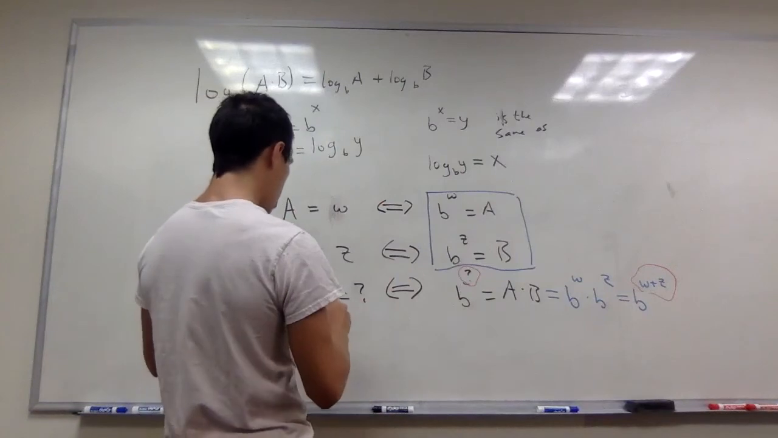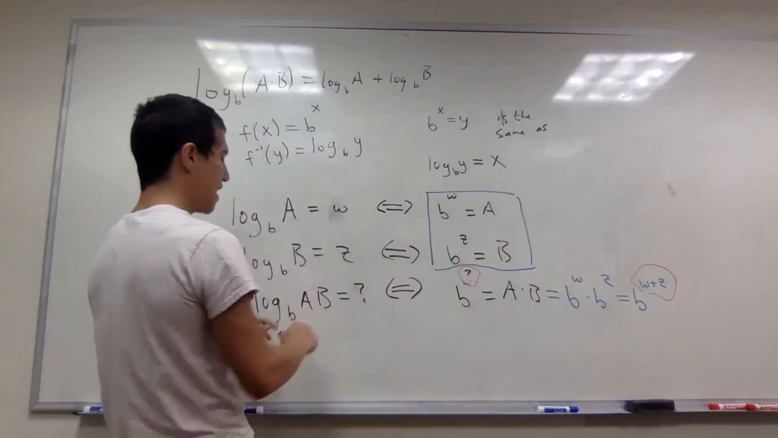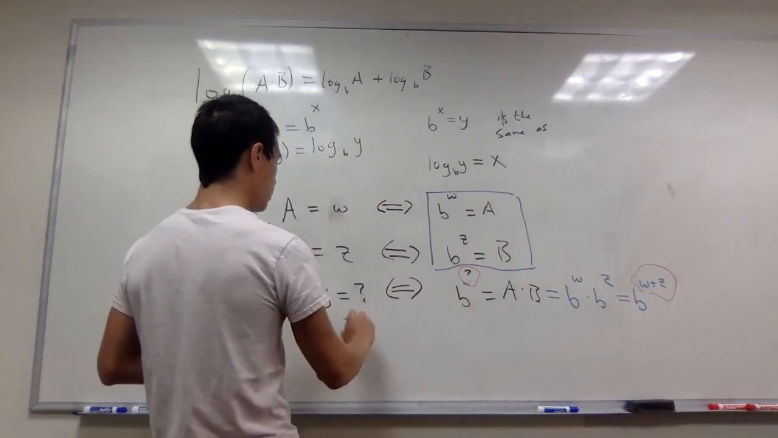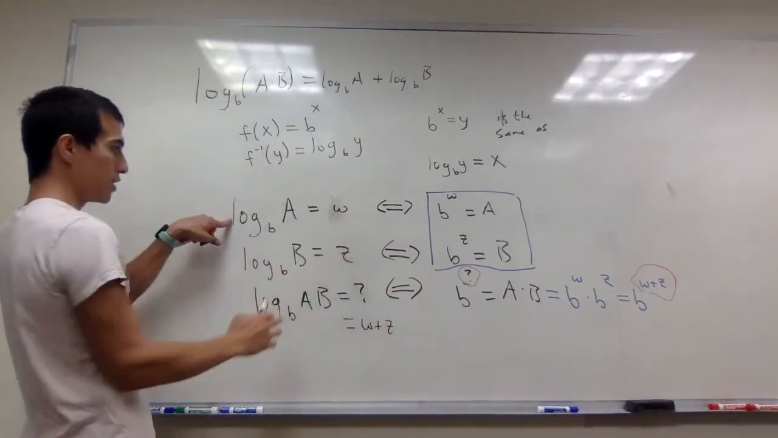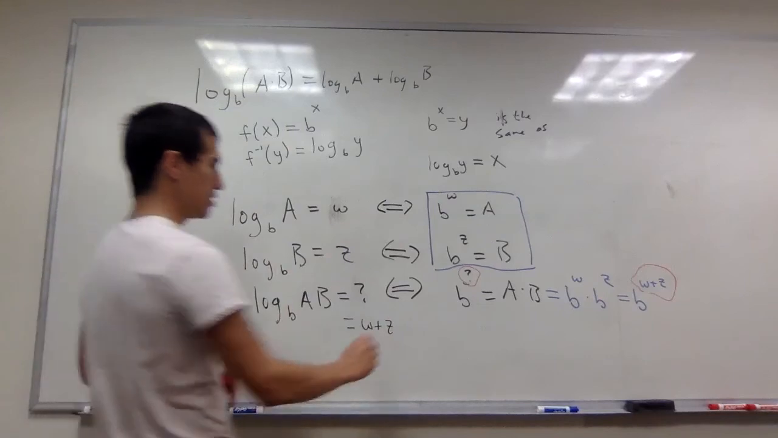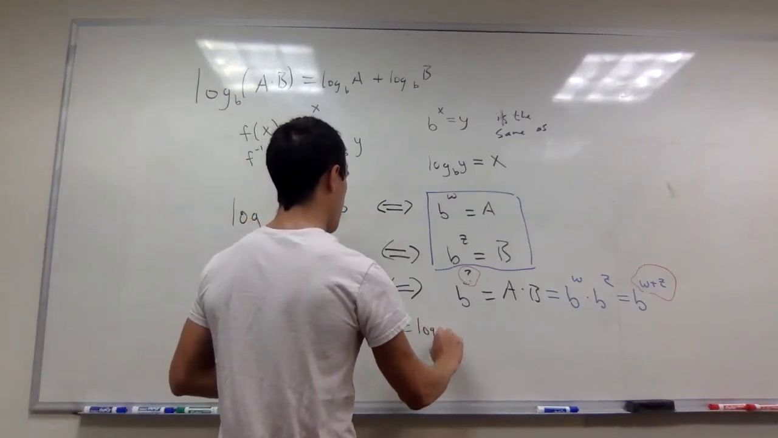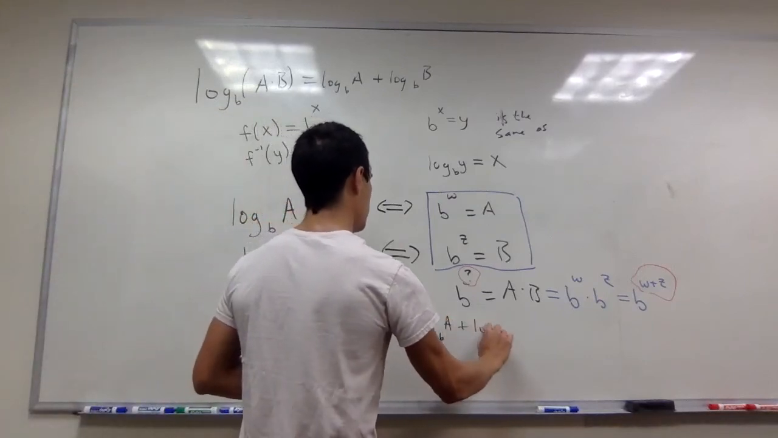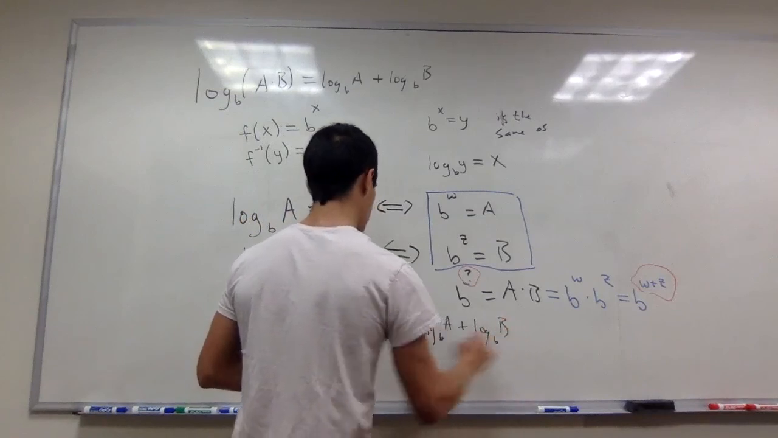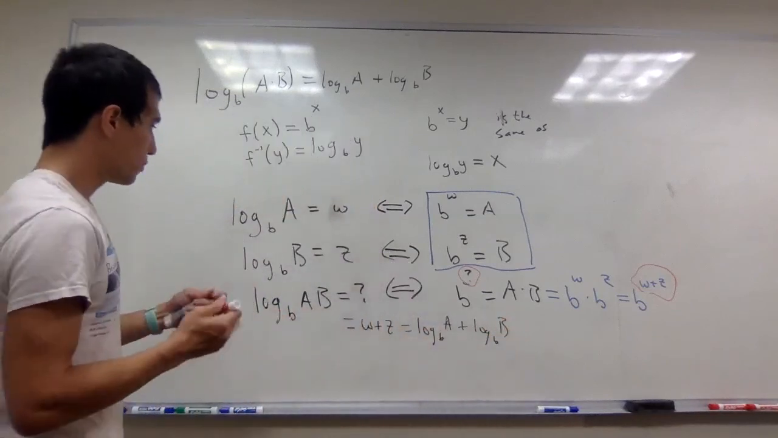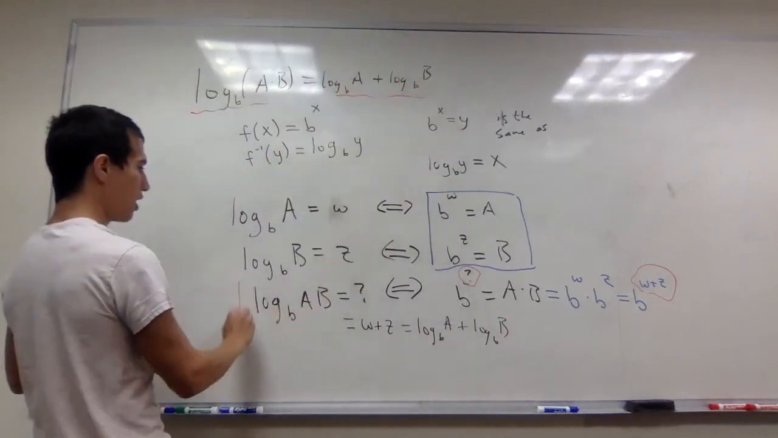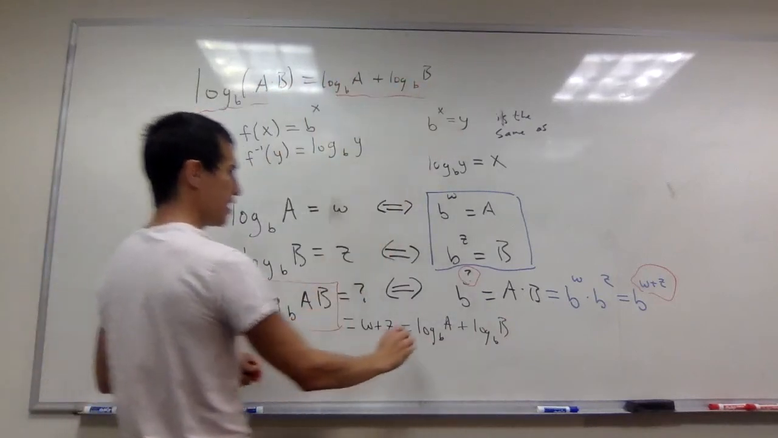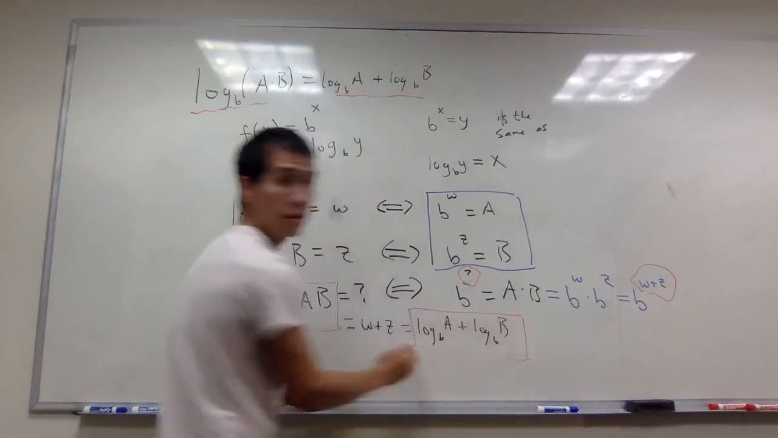So this log base b of a times b is equal to w plus z, and w is log of a, and z is log of b. So this is exactly equal to log of a plus log of b. And so we've shown this statement, right? Log of a times b is equal to log of a plus log of b.